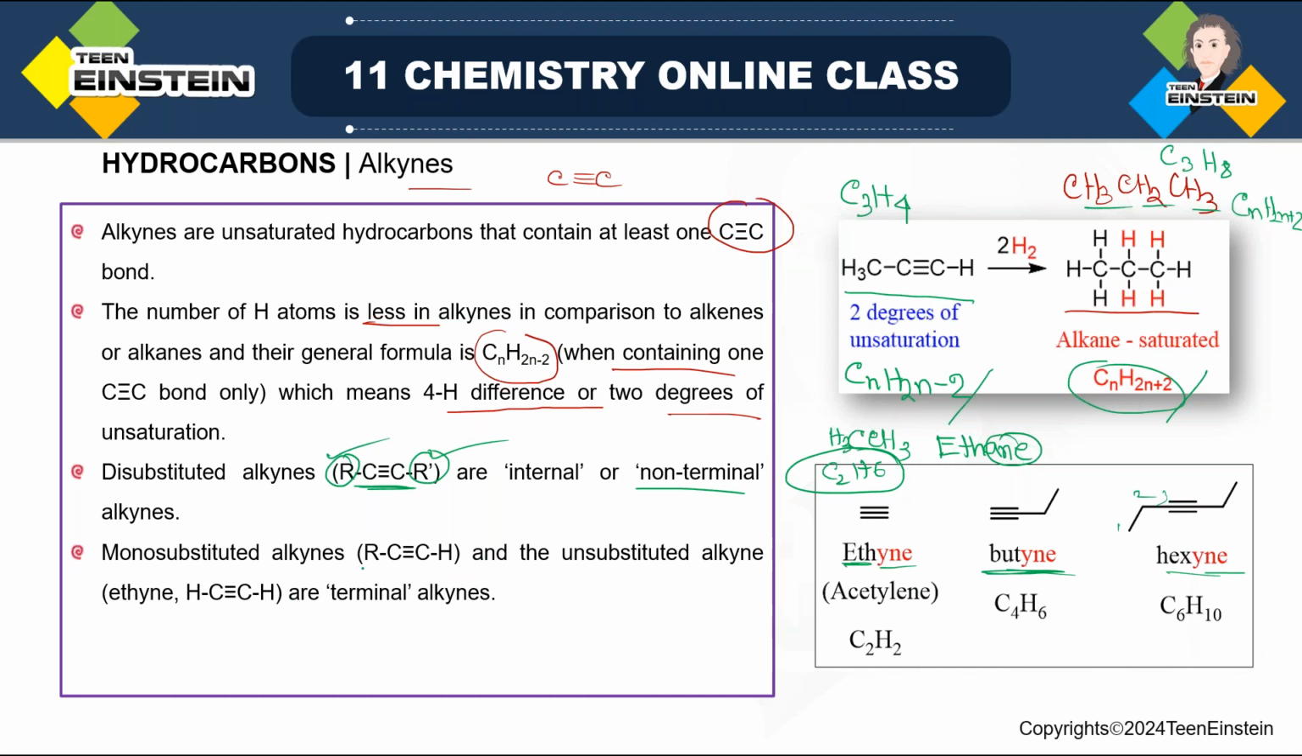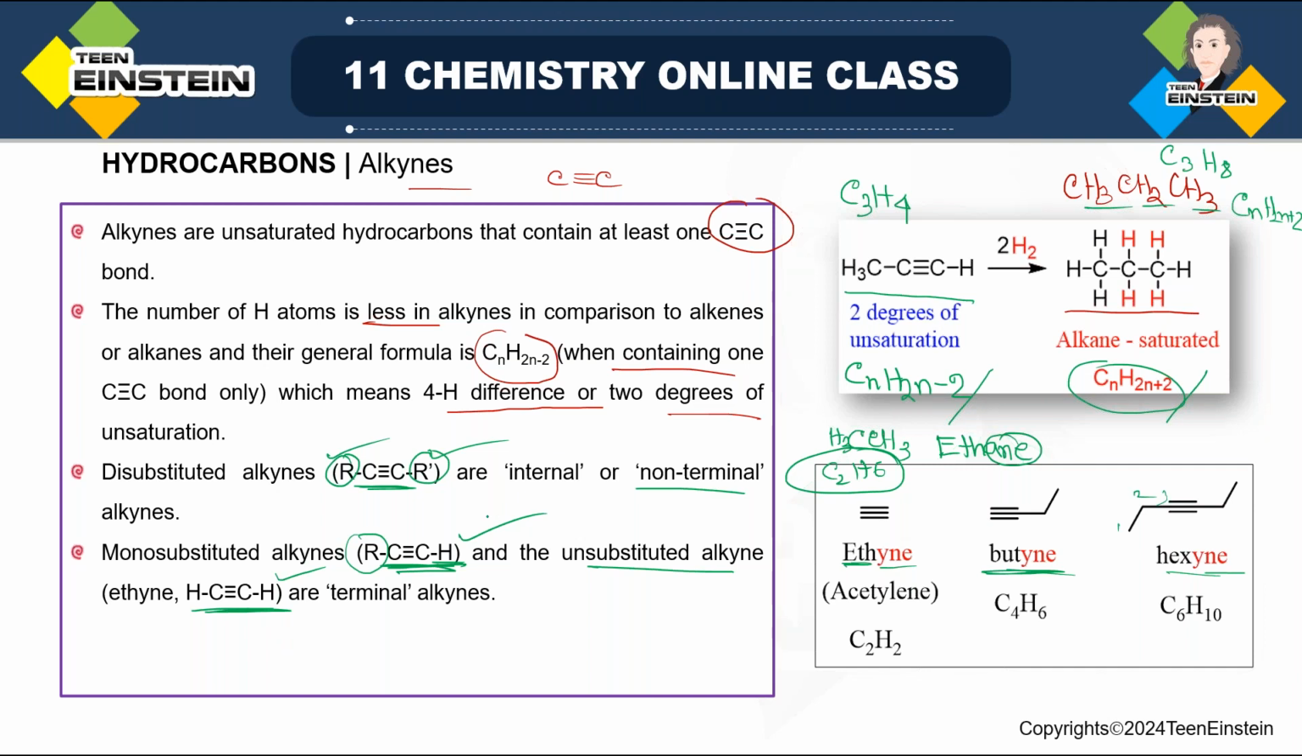When it is mono-substituted, that means only one side has an R group and the other side has H. Now this is mono-substitution because we just have one R group, and the unsubstituted one will be simply ethyne. That is the first member of the alkyne series. So in this one and this one, where at least a CC triple bond CH fragment is present, you can call it a terminal alkyne.